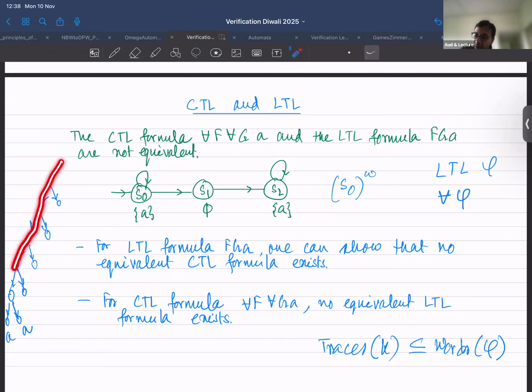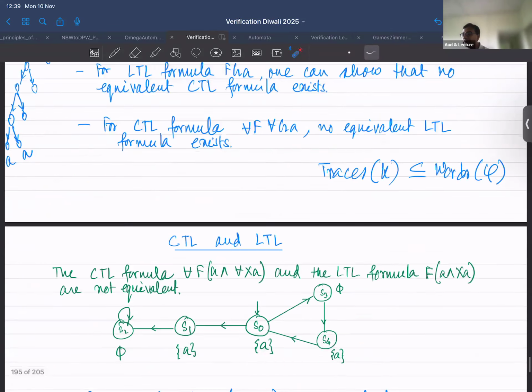LTL just looks at the paths individually. If you say eventually globally A, you look at this path, eventually globally A, and you look at that path, eventually globally A. This is true, but it doesn't talk about the properties it can do at every point in time, at the different possibilities that can be there because of the branching. That somehow LTL doesn't capture.